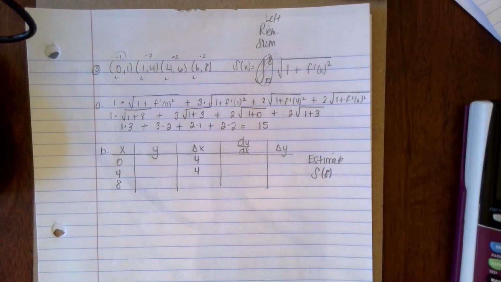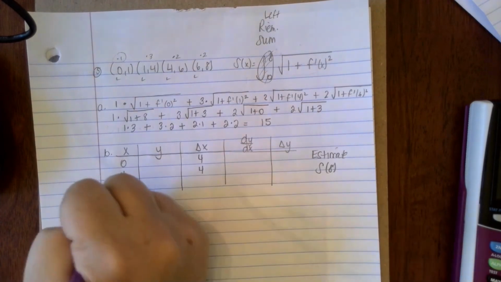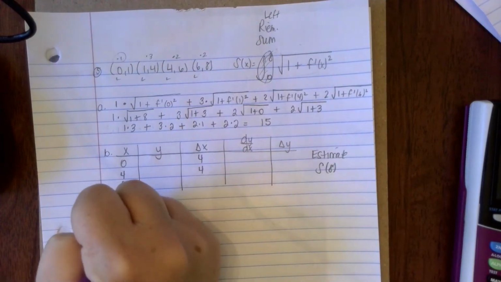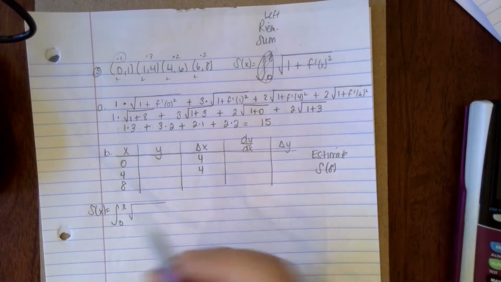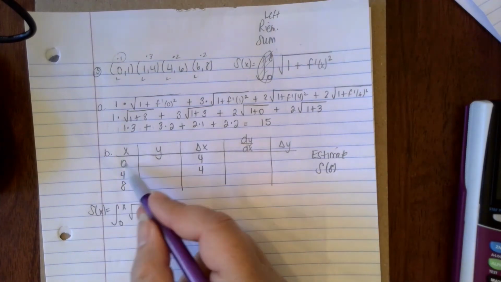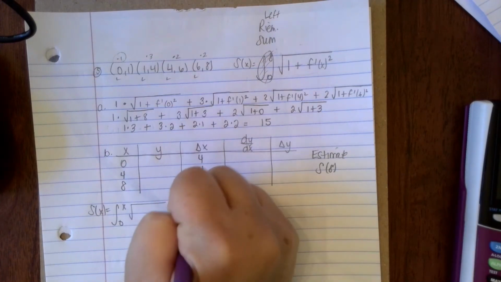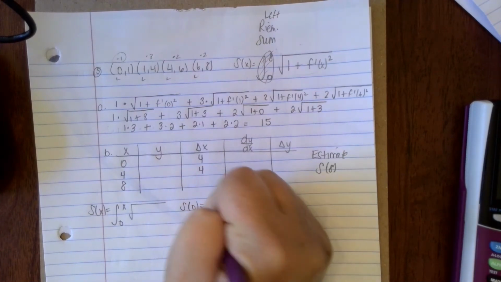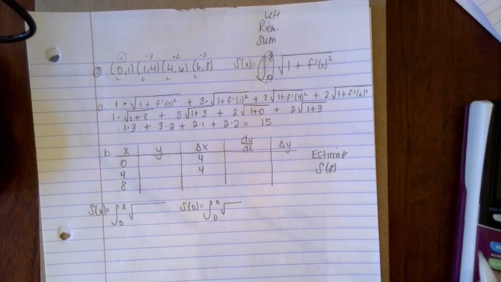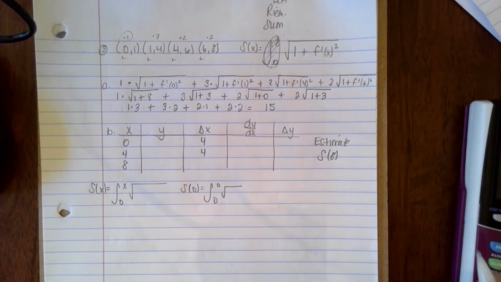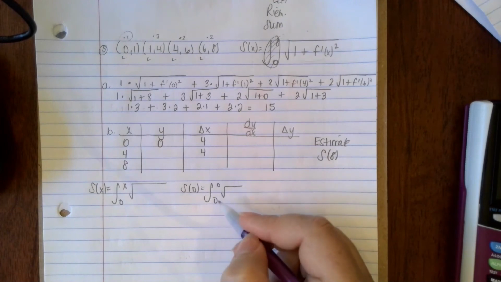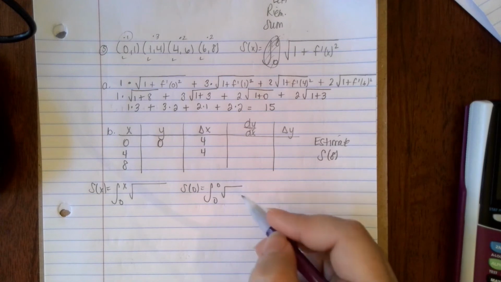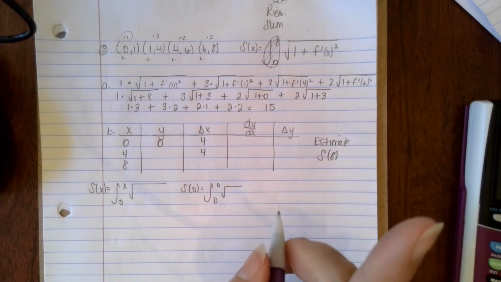Now, we want to estimate s of 8. Now, s of x is equal to the integration from 0 to x of our square rooty thing. So the very first thing we need to know is, what is s at 0? That's going to be the integration from 0 to 0 of the square root. Well that's just 0, because the area from 0 to 0 is nothing. So that's super helpful.